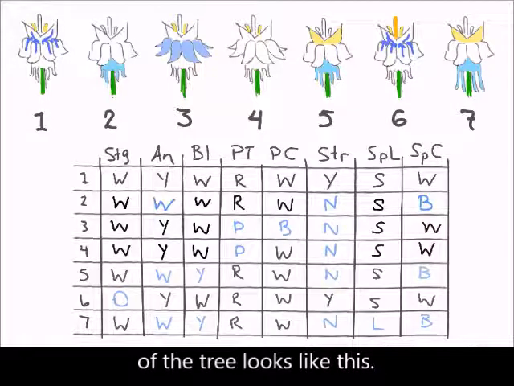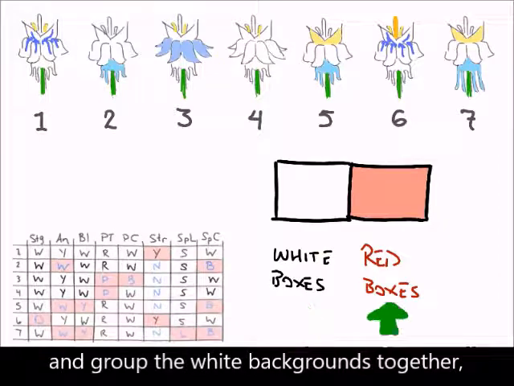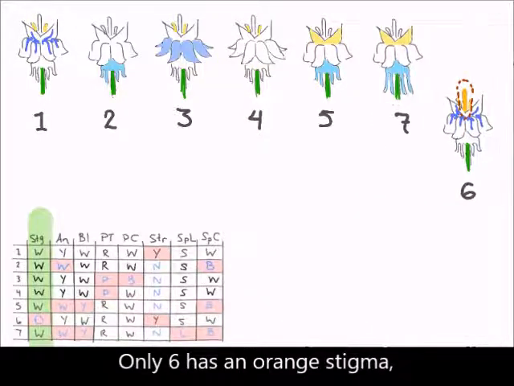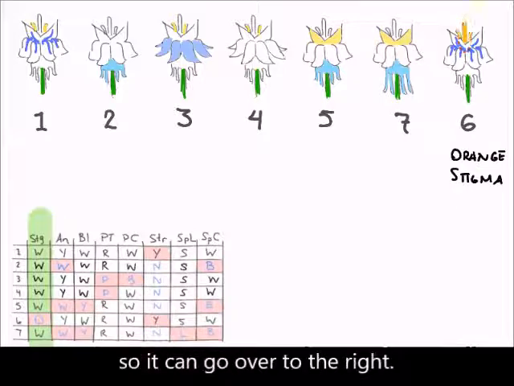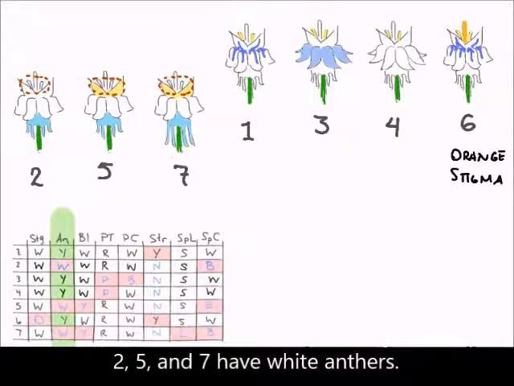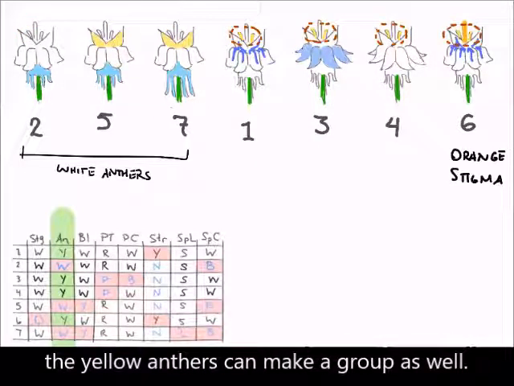So you can either take my word or check yourself that the rest of the table looks like this. Now we go column by column and group the white backgrounds together and the red backgrounds together. Only 6 has an orange stigma, so it can go over to the right. 2, 5, and 7 have white anthers. Let's put them on the left so that the yellow anthers can make a group as well.